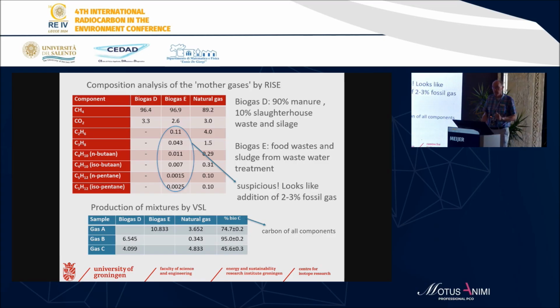If you compare the column for the natural gas and multiply it by 0.02 or 0.03, indeed you would end up with values like in biogas E. Biogas D is mostly manure and 10% of other stuff, and biogas E is food waste and sludge. So both of them are very recent and short-lived material. Then the blue table here shows the production of the mixtures by VSL, very carefully done, such that we can determine the percentage of bio-C, so for all the molecules together, and you see the numbers that we end up with there.